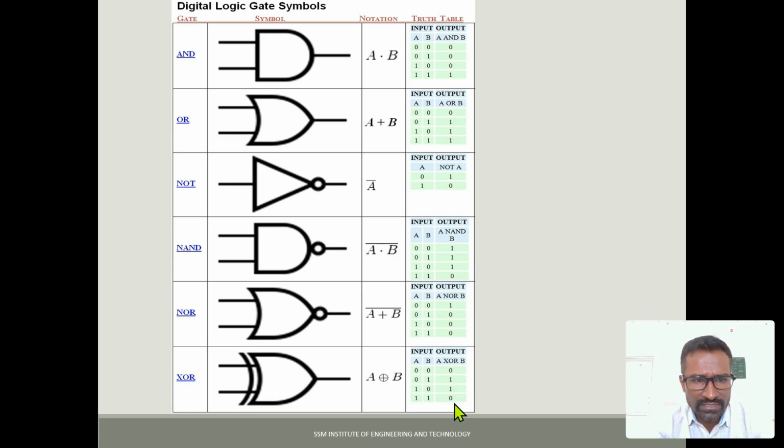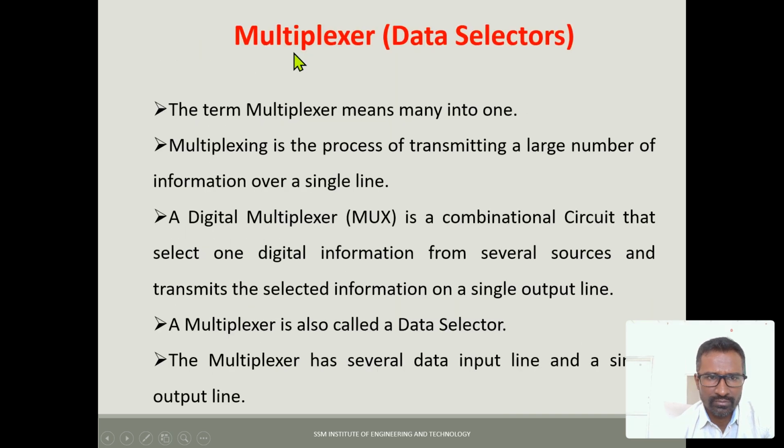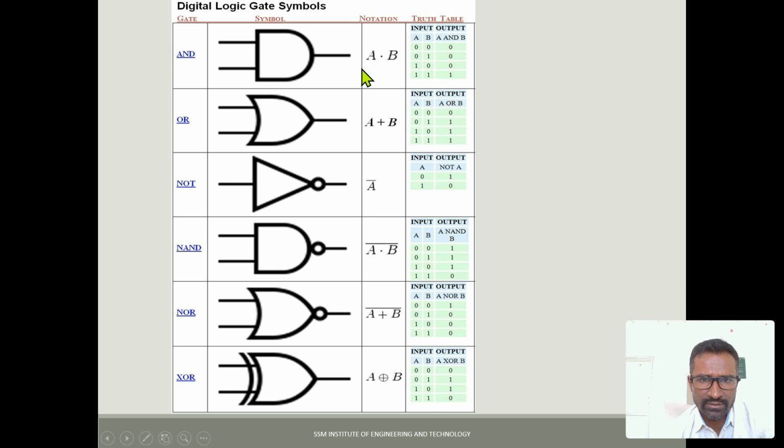Digital logic gate symbols. These are the very basic gates I'm displaying here: AND gate, OR gate, NOT gate, NAND gate, NOR gate, XOR gate. It is mandatory to know these to learn this kind of topics in digital principles. I hope you all know about that. AND gate, this is the truth table for the AND gate.